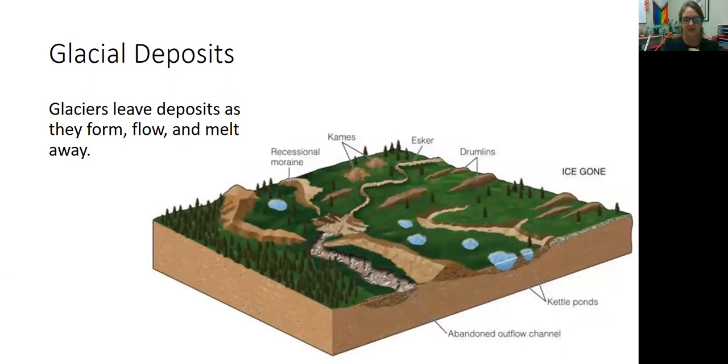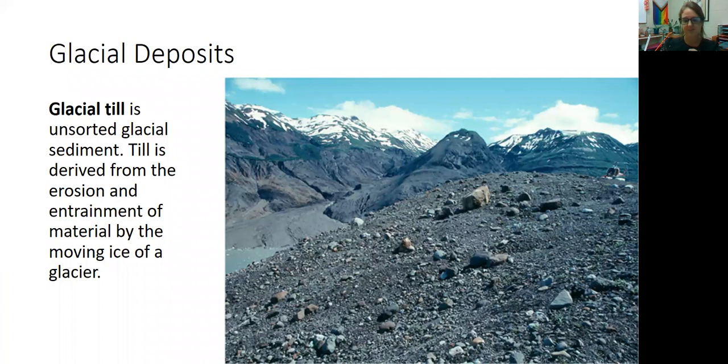So we're going to go through some of these. The first is glacial till. I think of glaciers kind of like giant bulldozers, and as they are bulldozing the landscape, creating those U-shaped valleys, they crush up the rocks, turn them into sediment, and push that sediment out in front of them like a bulldozer. And that sediment is what we call till. Right? It's unsorted glacial sediment that is derived from the erosion and entrainment by the moving glacier. So often you'll see just a pile of glacial sediment, and we know that we call that till.